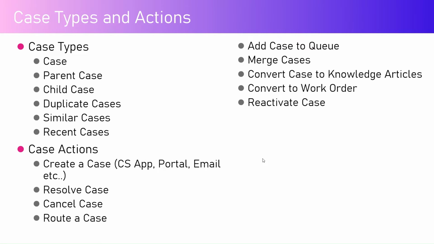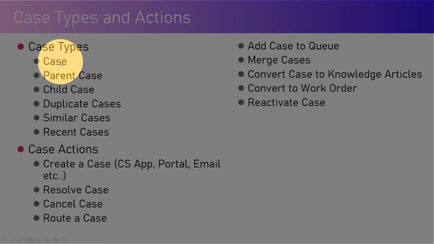Now, what are the different case types and actions? What are the different types of cases? One is a normal case, it's just a case. Then we can have a parent case, a child case, a duplicate case, a similar case, and a recent case. And there are various actions which we can perform against cases. One is creation of a case.